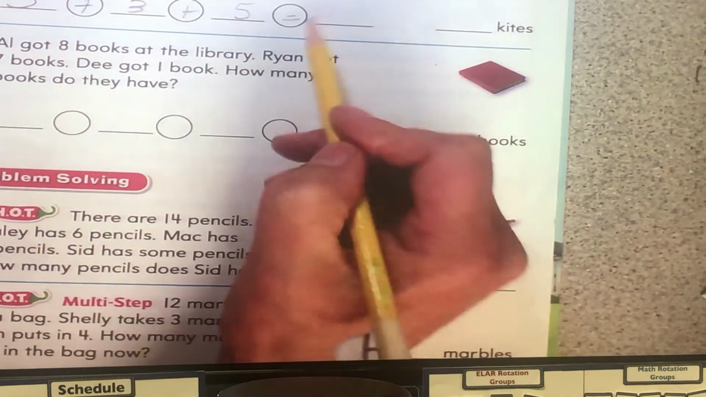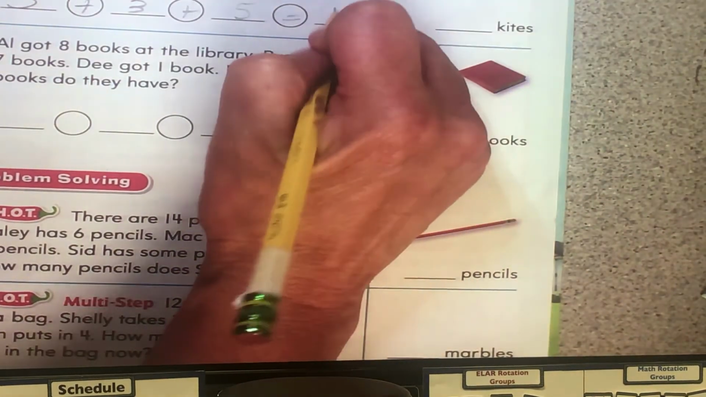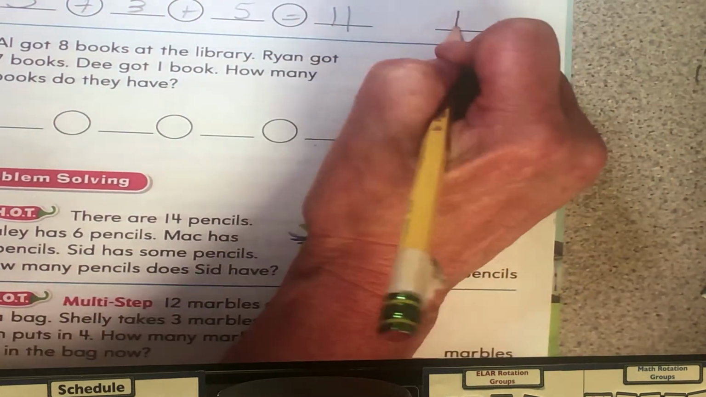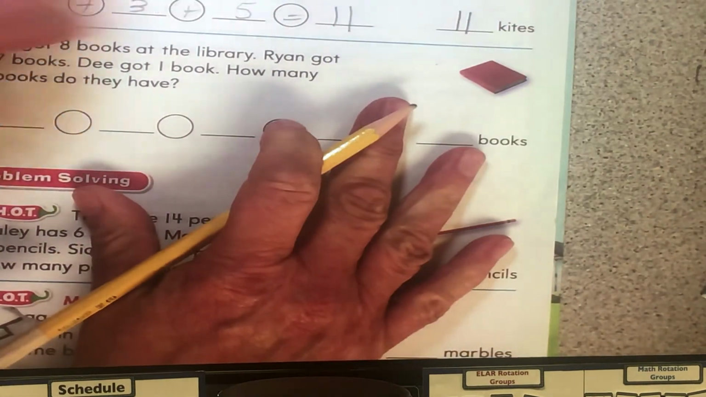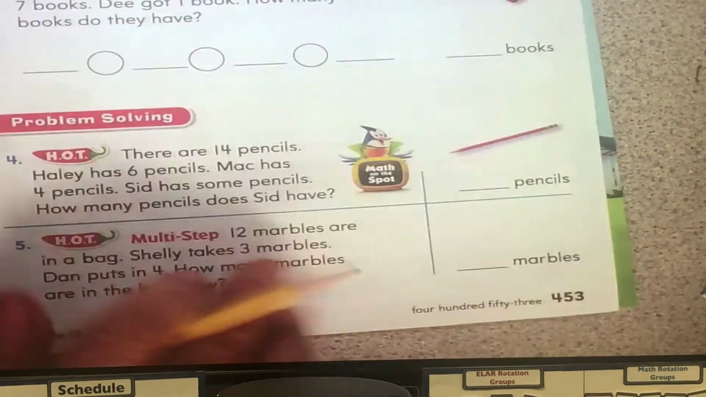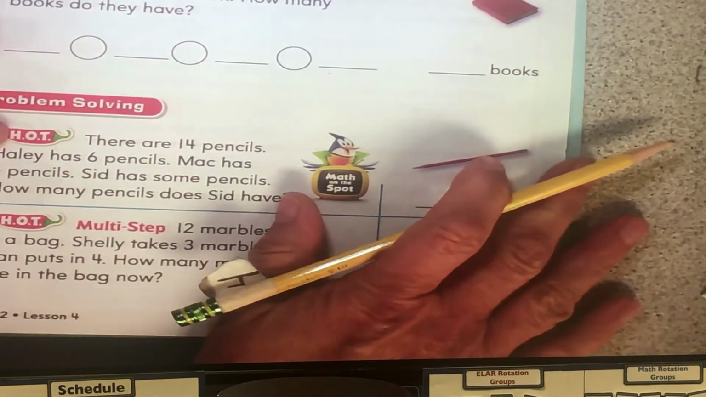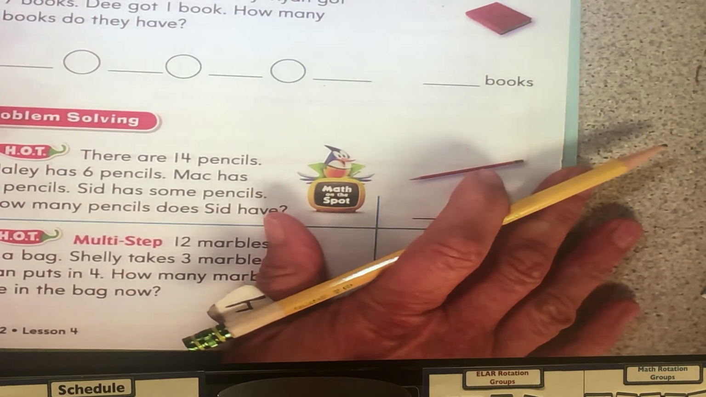Okay, so how much is that going to equal? There's 10 right there, and one more is what? 11. 11 kites. So I drew my picture to solve it. I'm going to do the same thing down here. They want us to draw the picture. Always have to follow those directions.